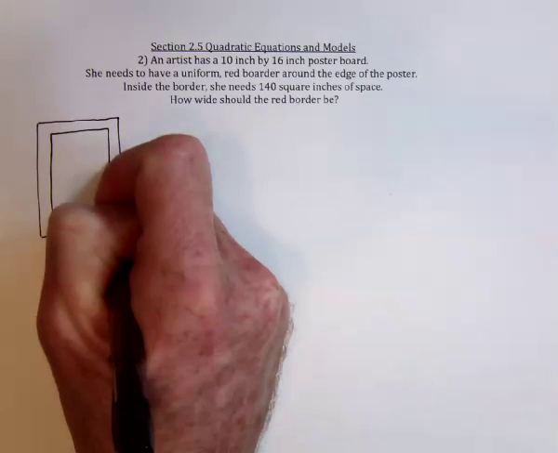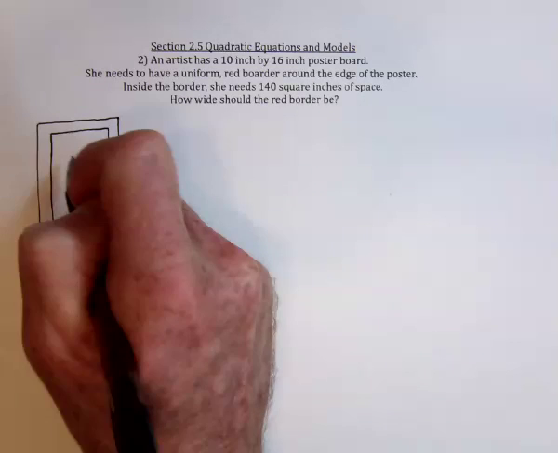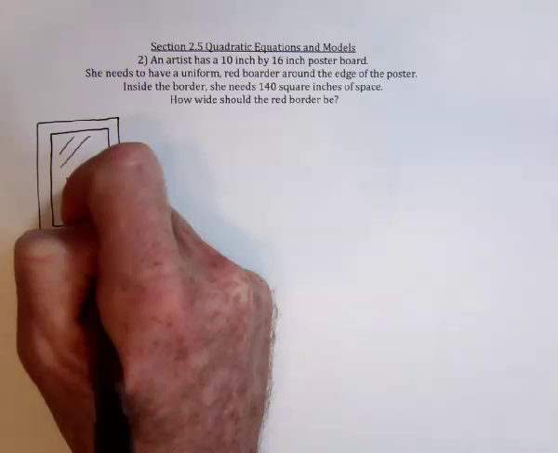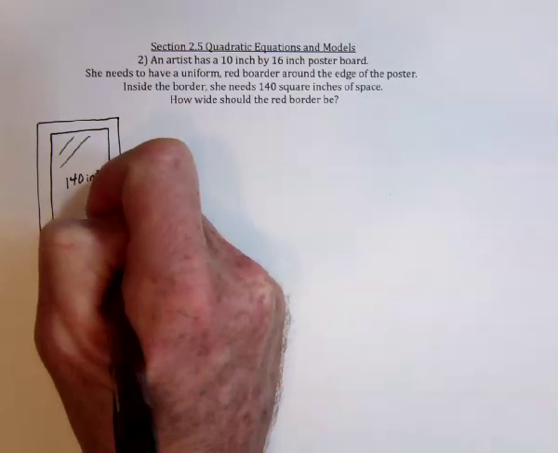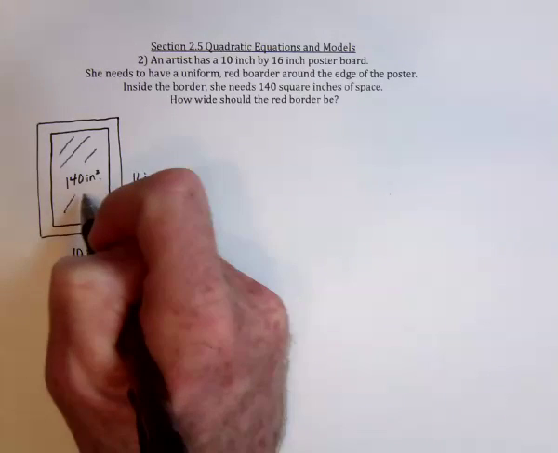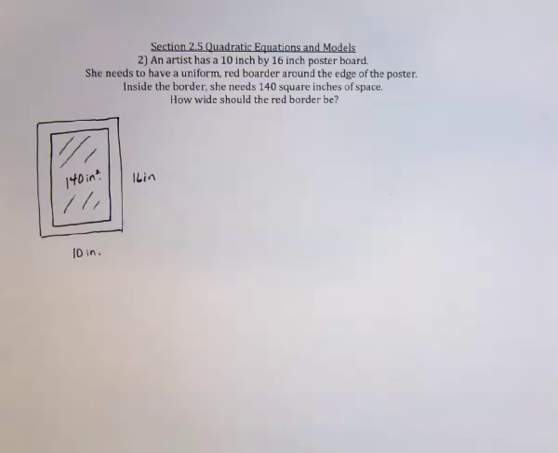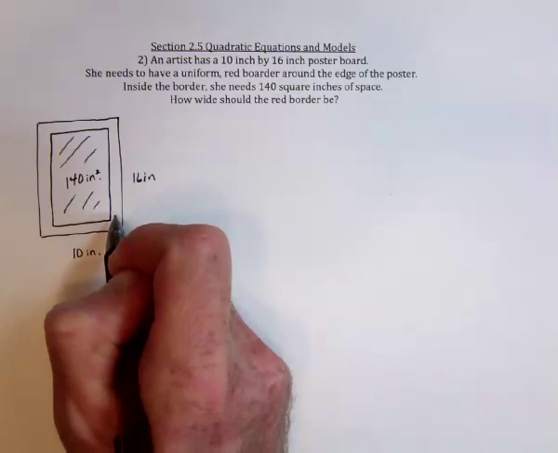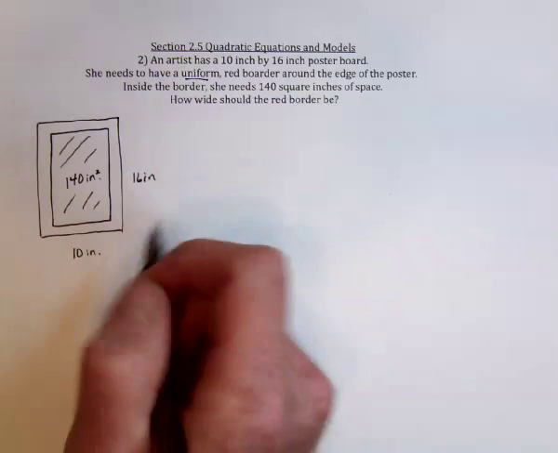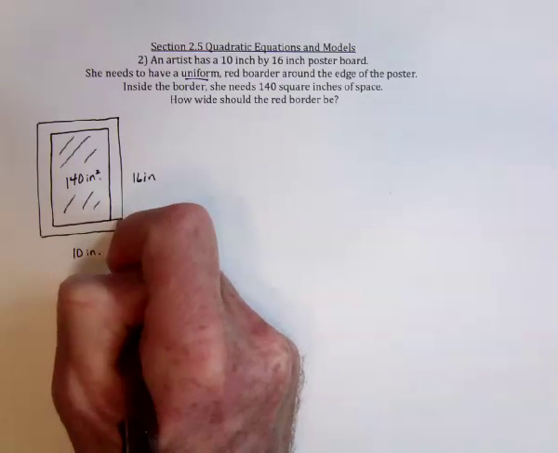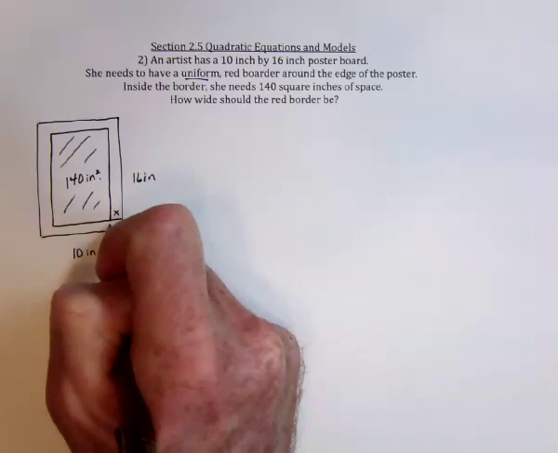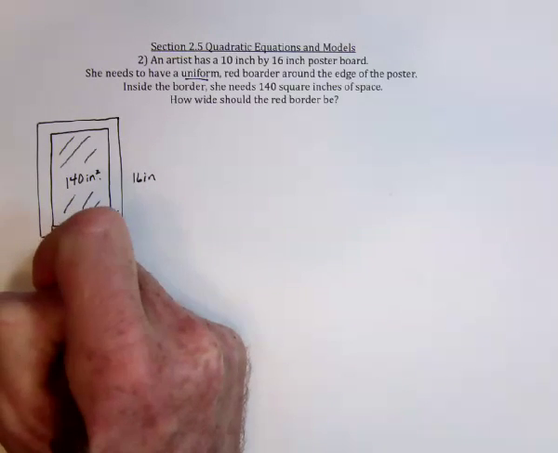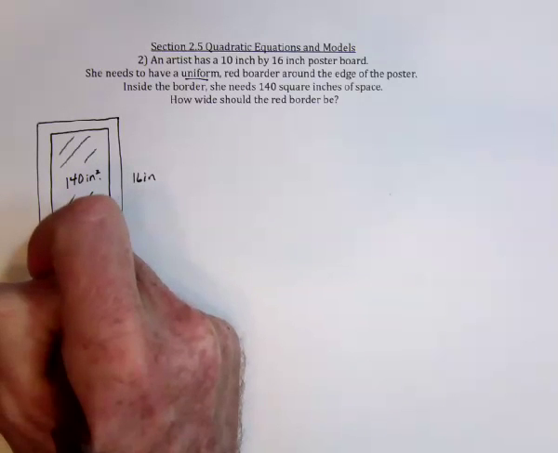And the inside area, this, which is going to be the body of the poster, needs to be 140 square inches. So this area is 140 square inches, and then this part in here is going to be red. And it needs to be uniform, so whatever this measurement is, I'll call it X, it has to be the same this way. And the same in every corner, it's going to be X and X.